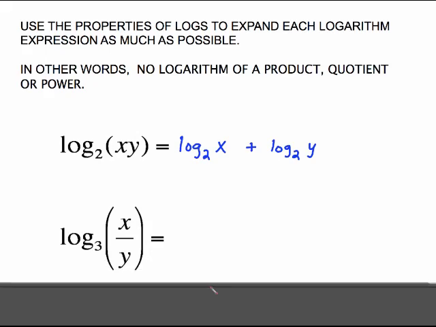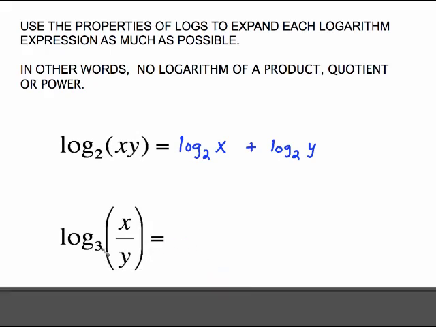Another simple one with the same set of directions. I have log base 3, which I'm going to write twice. And the reason I'm writing it twice is because I have two letters. In between here is a division sign, which we said converts to a minus between the logs, and x, which is the top, goes first, and y, which is the bottom, goes second.